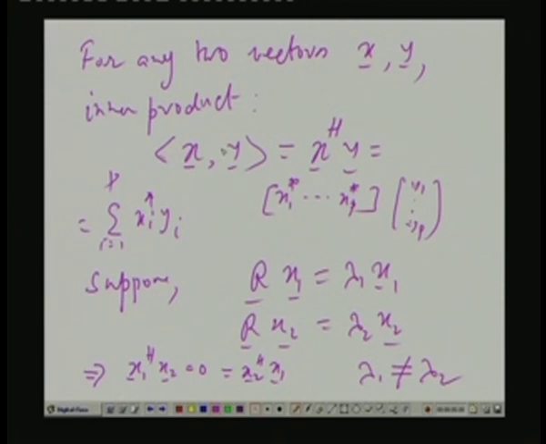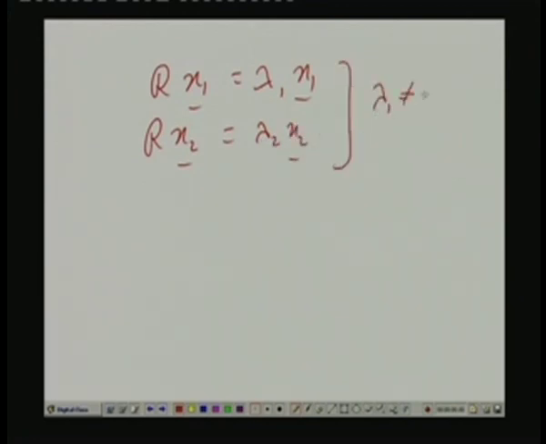You have to prove that two eigenvectors x1 and x2 corresponding to two different eigenvalues lambda 1 and lambda 2 of R are mutually orthogonal. Okay. Now, how to show that? As I said, R x1 equals lambda 1 x1 and R x2 equals lambda 2 x2, and it is given lambda 1 not equal to lambda 2.